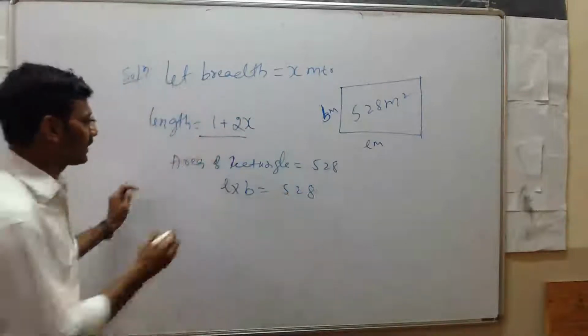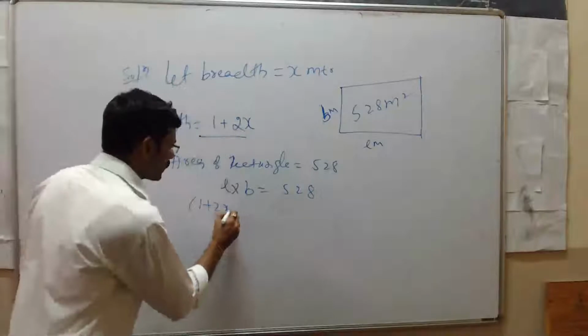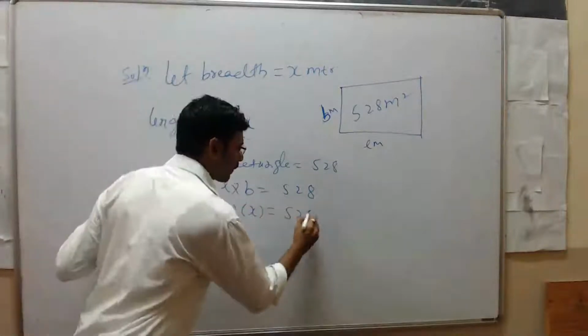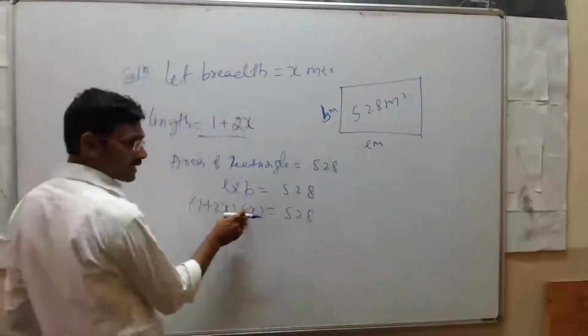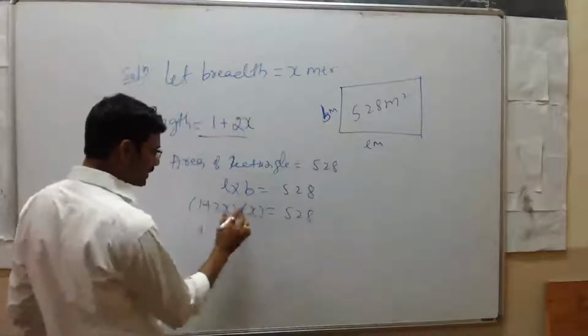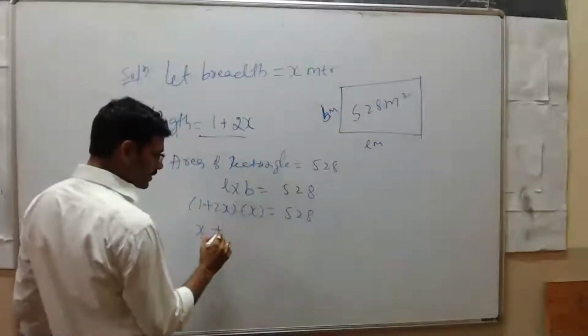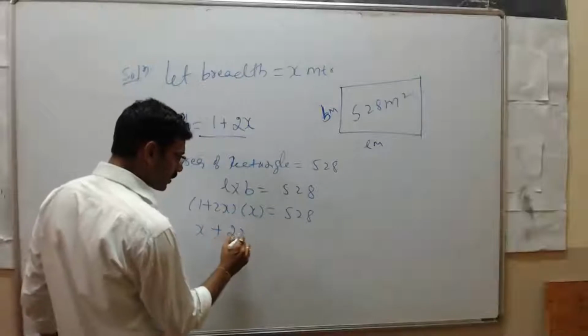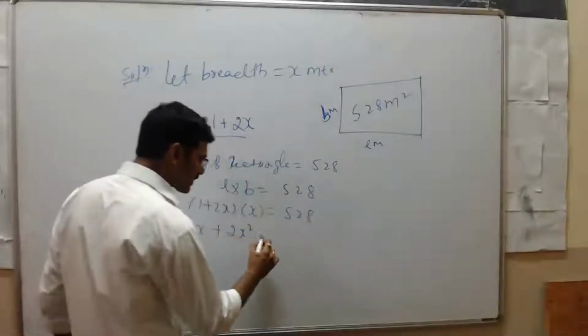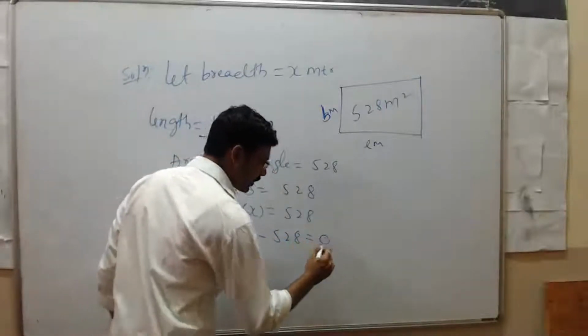What is the value of length? Length is 1 plus 2x. Breadth is x. So (1 plus 2x) into x equals 528. That gives 2x square plus x, and 528 moves across as minus 528, is equal to 0.